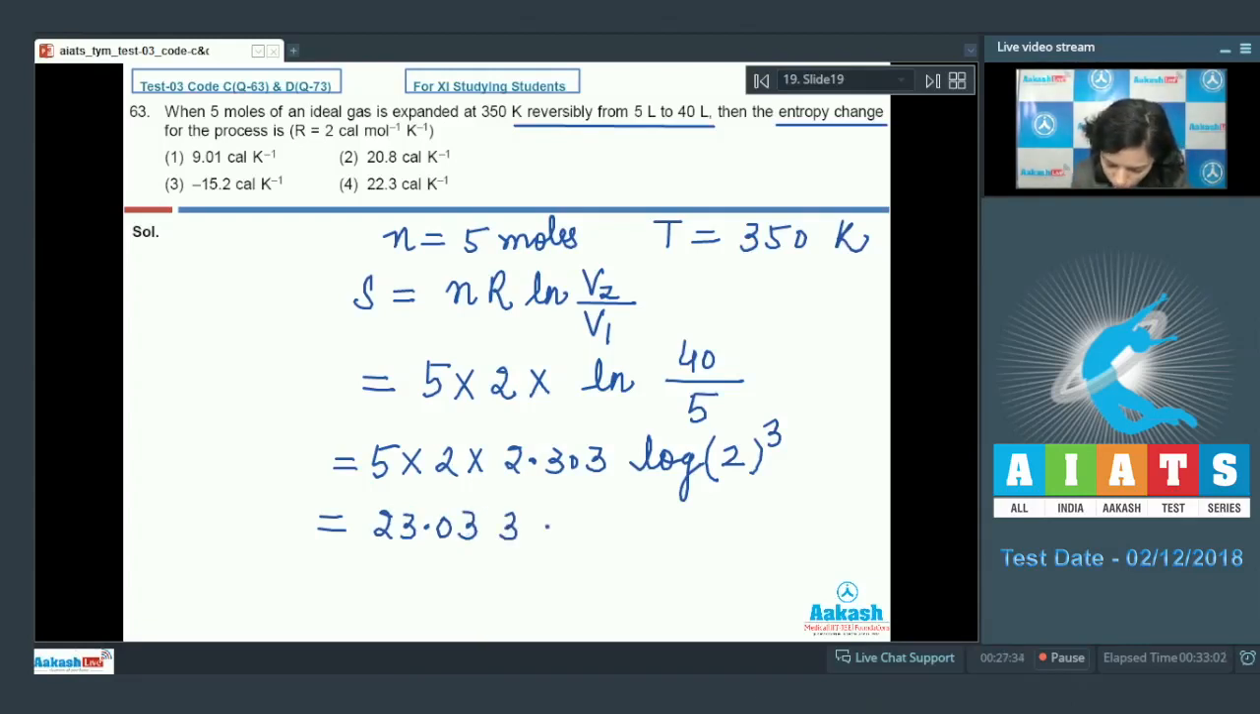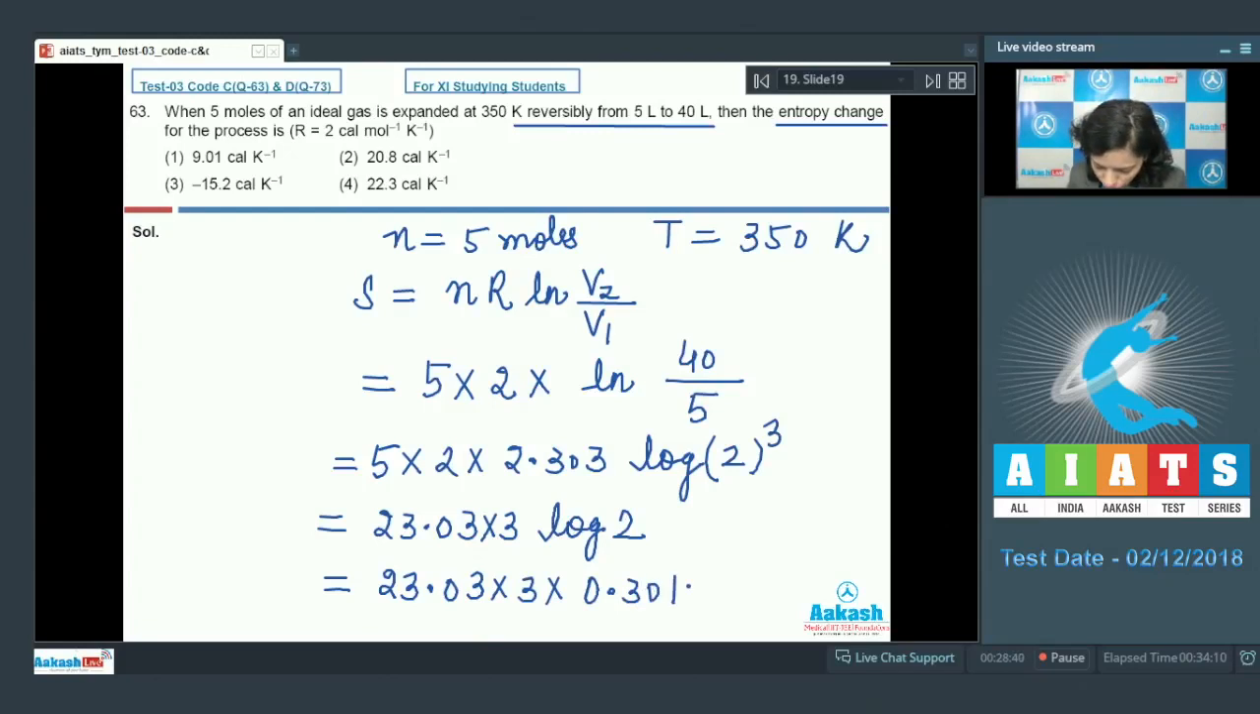5 times 10, and this would become 23.03 into 3 log 2. That is equal to 23.03 into 3. And what's the value of log 2? That is 0.3010. And if you solve this, you will find out this is 20.8 calorie per Kelvin. And on that basis, the correct answer is given in option 2. So this is the answer for this question.